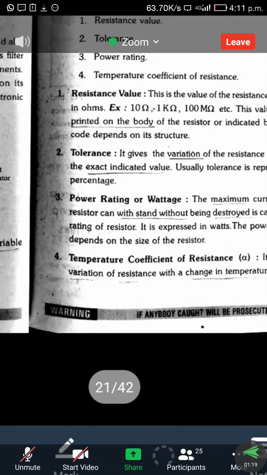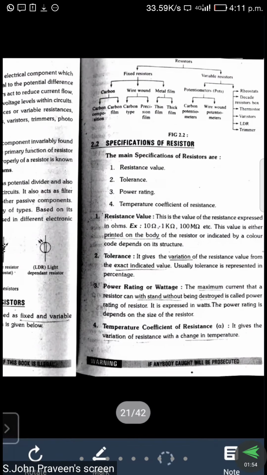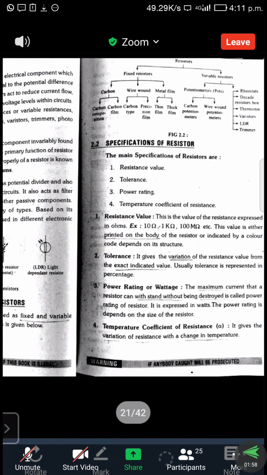Tolerance value is the deviation from the original value. For example, 10 kilo ohms is printed, but we are getting 9 kilo ohms, or 9.8 or 9.2, whatever value we get on the printed resistor. That is called the variation. That term is called tolerance.